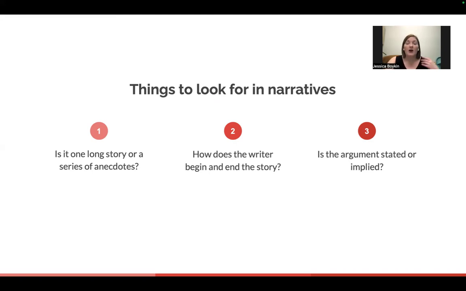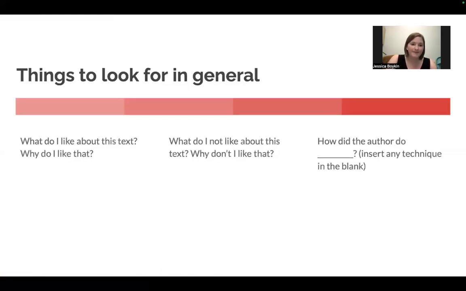And then finally, are they coming out and saying their argument directly, or is it implied? Basically, if they say it directly, they're going to tell you this is the danger of a single story, right? And then sometimes they're not going to actually tell you what the argument is. They're just hoping that by reading the story, you're going to figure out what it is that they're saying. And that can be risky because you have to consider the fact that some readers aren't going to get it. But sometimes it's worth it to let a reader take what they will from your story.